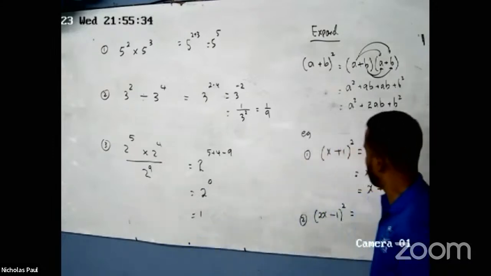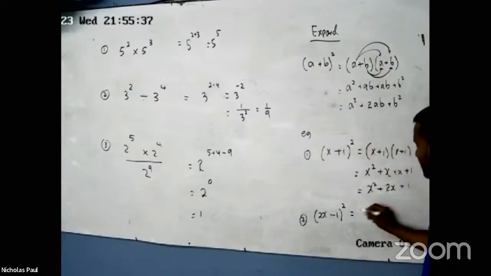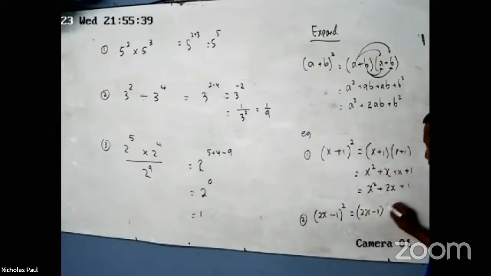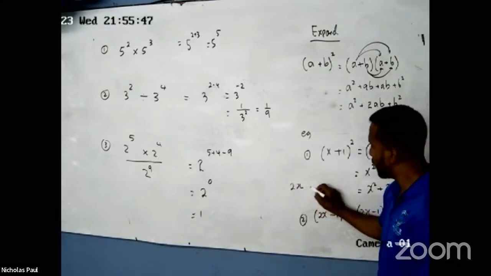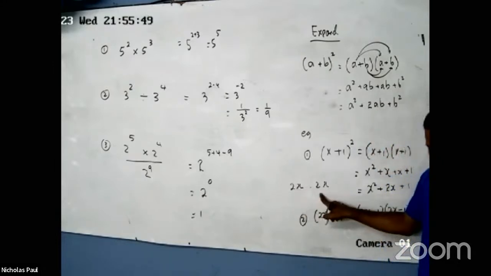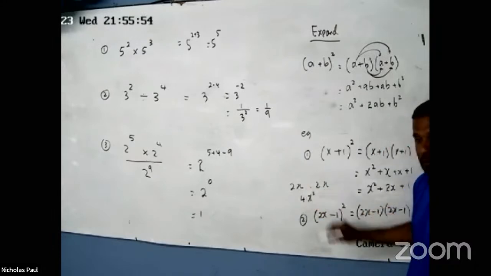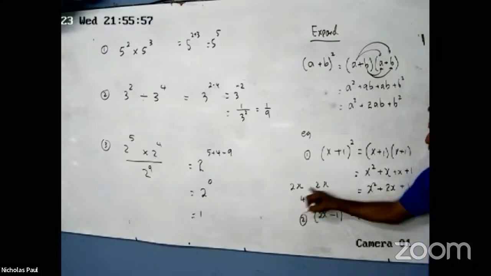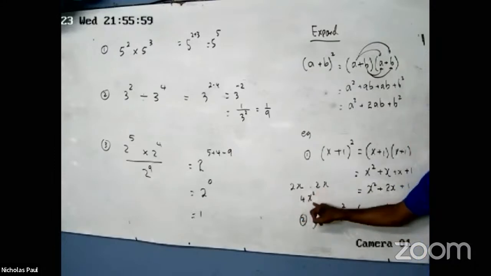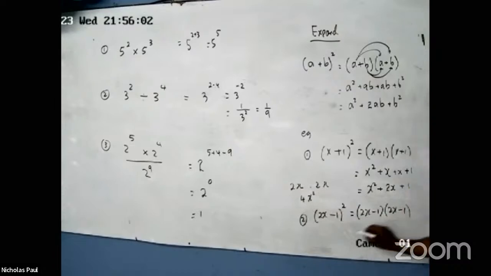All right, -4. Negative. So this is 2x minus 1 by 2x minus 1. Okay, so 2x by 2x, in case you're not too sure, 2 by 2, that's 4, right? X by x is x squared. So 2 by 2 is 4, x by x is x squared. Okay, so 2x by 2x is 4x squared.